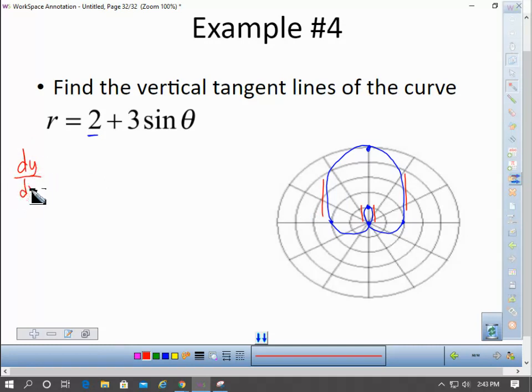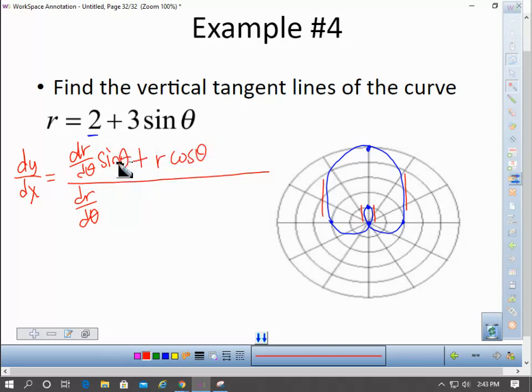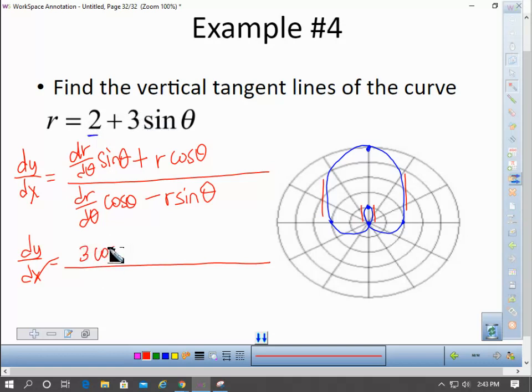So dy dx. To do polar derivatives, it's dr d theta on top and bottom. And then the top is sine plus r cosine, and on the bottom it's cosine minus r sine. All right, so we're going to fill it in for our function. So I've got dr d theta. That means to take the derivative of the function r in terms of theta. So the derivative of 2 goes away, and the derivative of 3 sine will be 3 cosine.